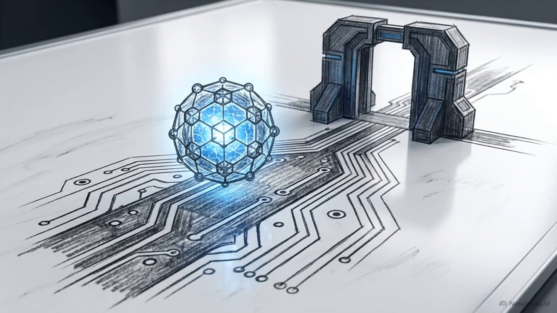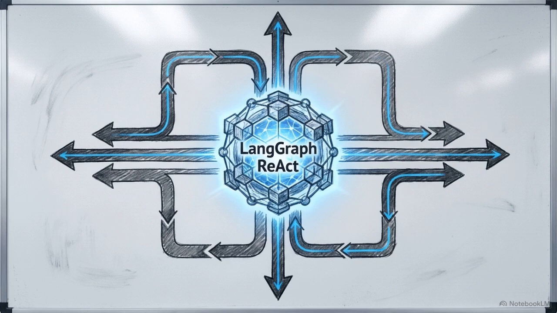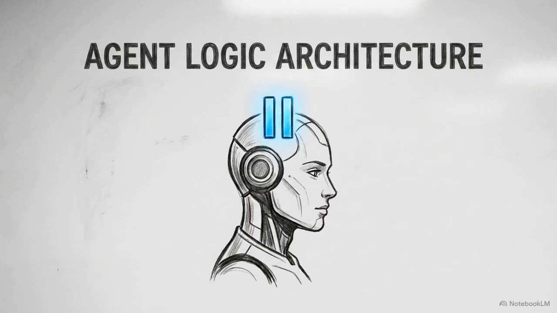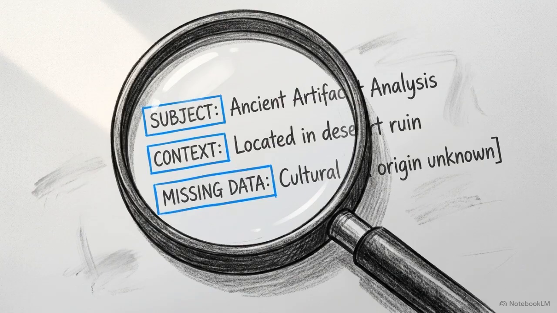Next, we need to govern how the AI processes that retrieved data. For this, the repository uses LangGraph ReAct Architecture, which acts as the traffic controller for the AI's logic. ReAct stands for reason and act. In the reason phase, the agent pauses. It analyzes the complexity of the user's prompt to determine what information it actually needs, rather than answering blindly.